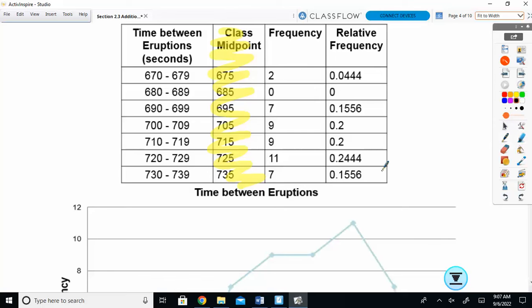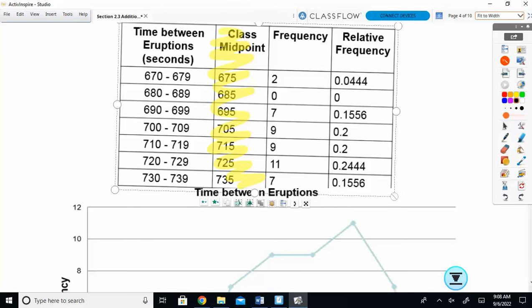The midpoints. So looking at this, what's my class width? 10. That's how far it is from one class to the beginning of the next. So half of 10 is 5. So if we start at 670, 5 above that is 675. Or you could add up 670 and 680 and divide by 2. You get 675. 685, 695. So those are my class midpoints. When you make your polygon, those are what you put on your x-axis.